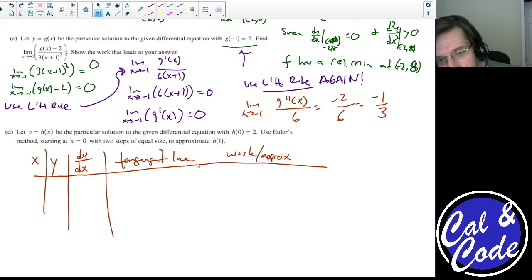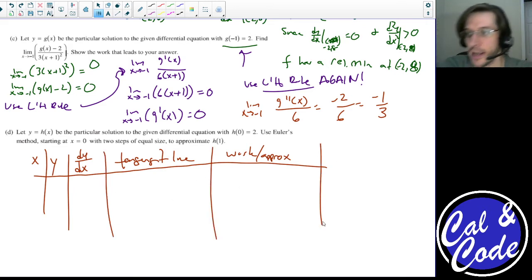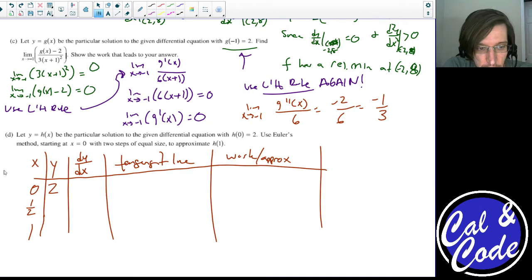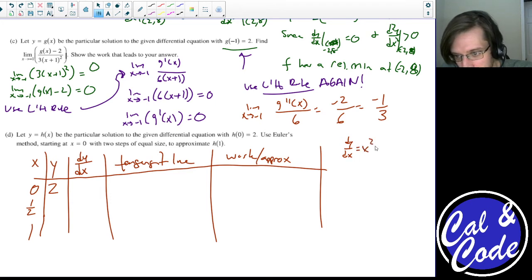Euler's method is just repeated use of tangent lines to approximate something. We're starting off at 0, we want to end at 1, and I want to do this twice, so I'm going to have one step in the middle. The step in the middle would be at a half. My y value to begin with is 2. And so the very first thing I want to do, and I'm going to rewrite what dy dx is because I think that's going to be important for us. Dy dx is x squared minus 1/2 y. So just so we can remember.